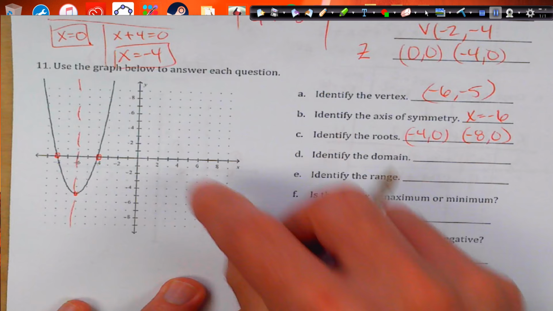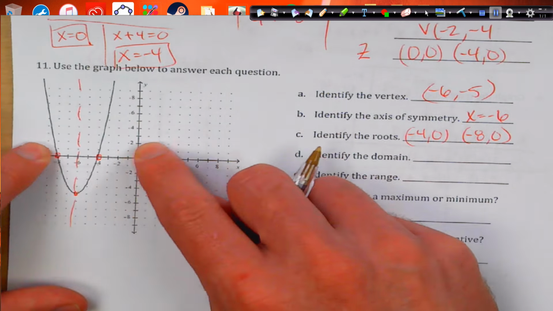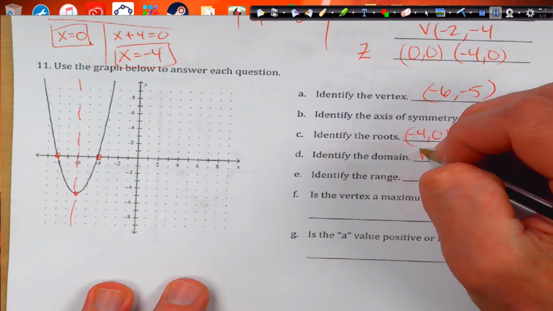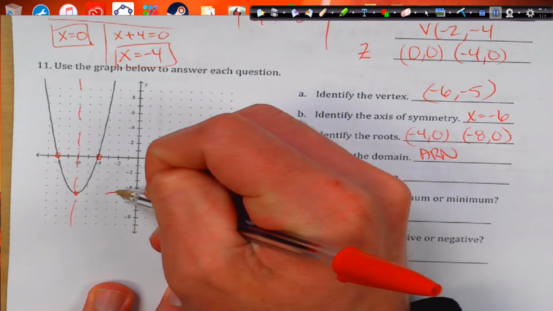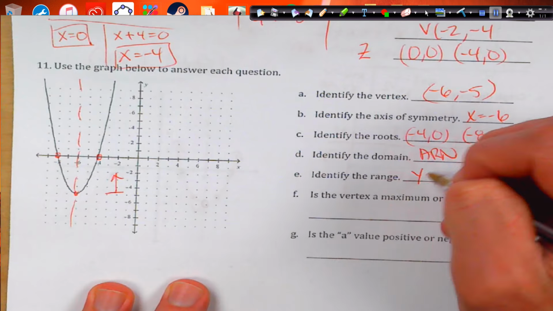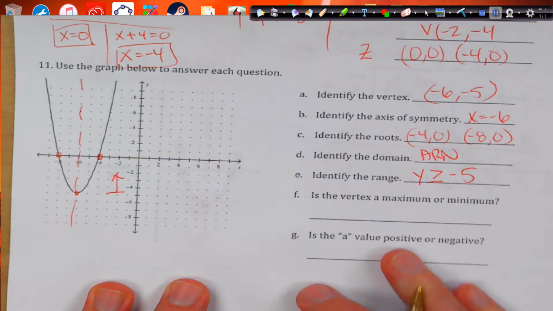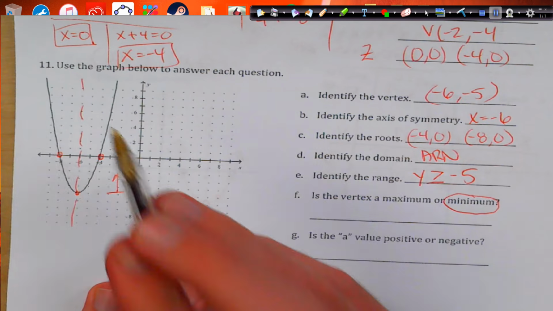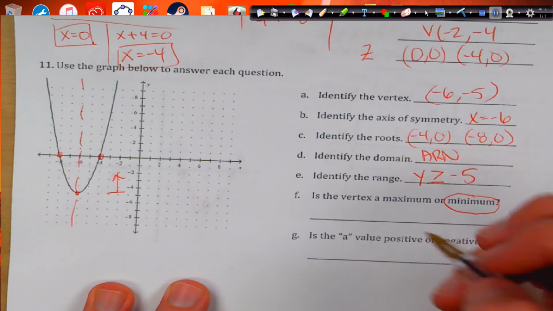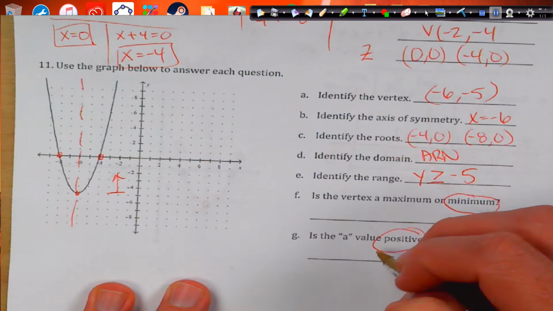The domain, it goes on outward forever, so it's going to be all real numbers. Identify the range. It starts at -5 and then goes up forever. So y is going to be greater than or equal to -5. It is a minimum. That's the smallest value. It goes on up forever. And a is positive. A is positive because the graph goes up.